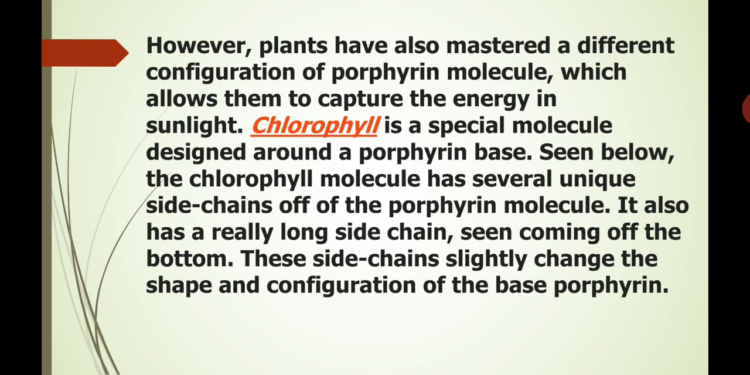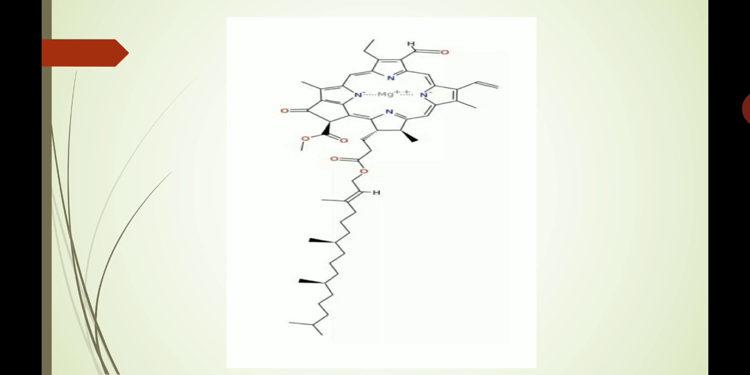Chlorophyll is a special molecule designed around a porphyrin base. As we can see in the later slides, the chlorophyll molecule has several unique side chains on the porphyrin molecule. It also has a really long side chain seen coming off the bottom. These side chains slightly change the shape and configuration of the base porphyrin, as we can see in this figure.